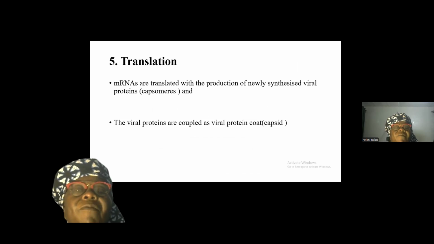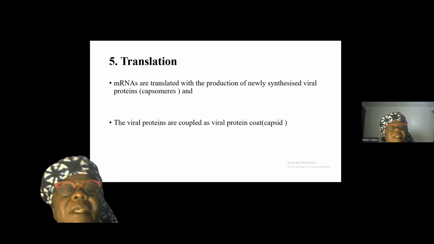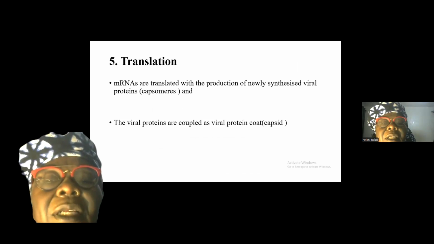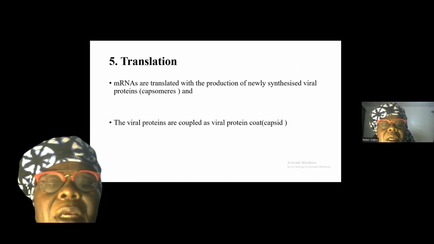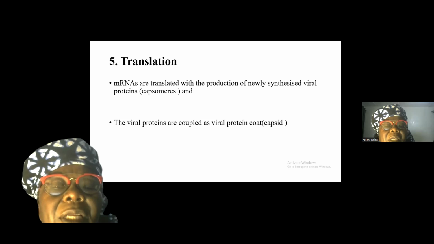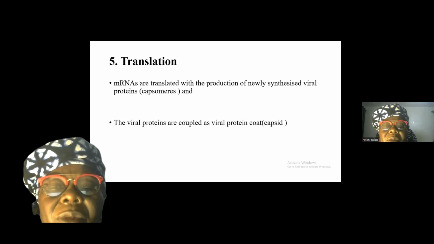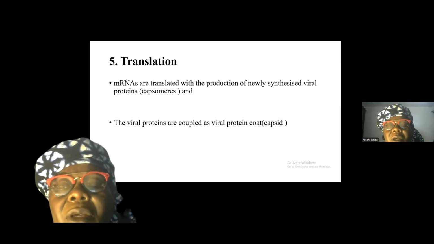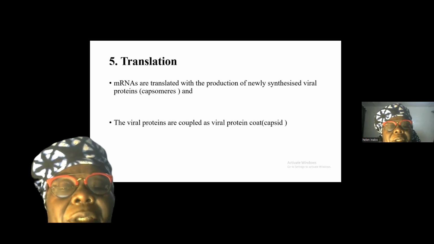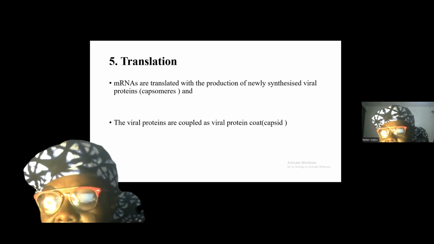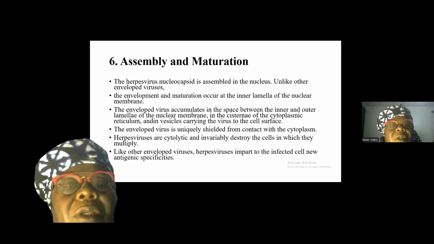The fifth step is translation. The messenger RNAs are translated with the production of newly synthesized proteins, the capsomeres, and the viral proteins are coupled as viral protein coats. That is, the capsomeres are assembled around the genome as capsid or protein coat.